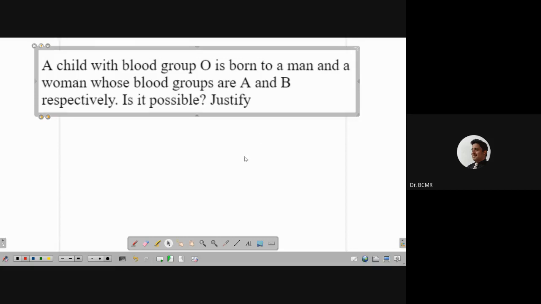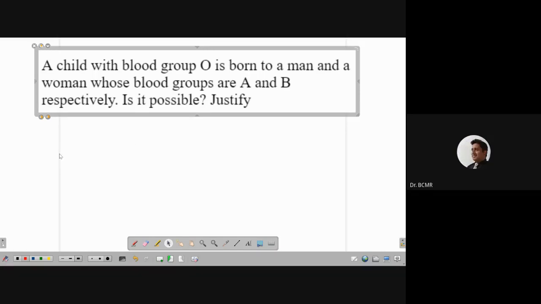I'll give this one question which we haven't discussed, but I think some of you could answer it. It's not a multiple choice question. Try to answer the question here. Anybody? Yes, sir, it is possible.